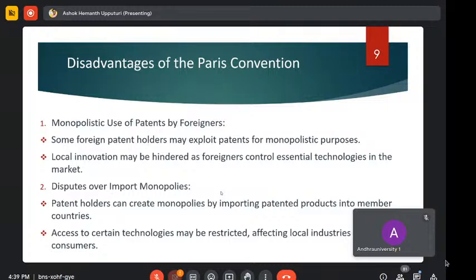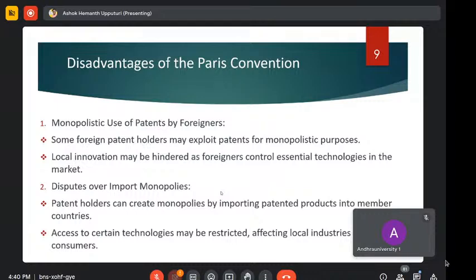Even some foreigners, for example, there is a patent with advanced technology in the US, and he wants to protect it in India also. So he can file a patent here and get the patent granted. But if the foreigner is not commercializing in India and is blocking the imports, the local people cannot use that.